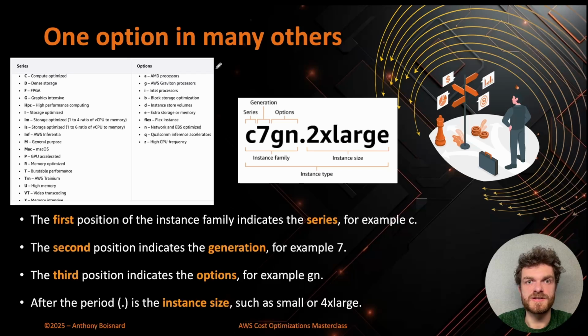So Graviton is just an option among many others, so you can have the full list of options here. A refers to AMD processors, for example, and G for Graviton. You also have Intel processors. And in your instance type here, you can see that you can have multiple options. So you have G here, which refers to Graviton, and N, which refers to network and EBS optimized.